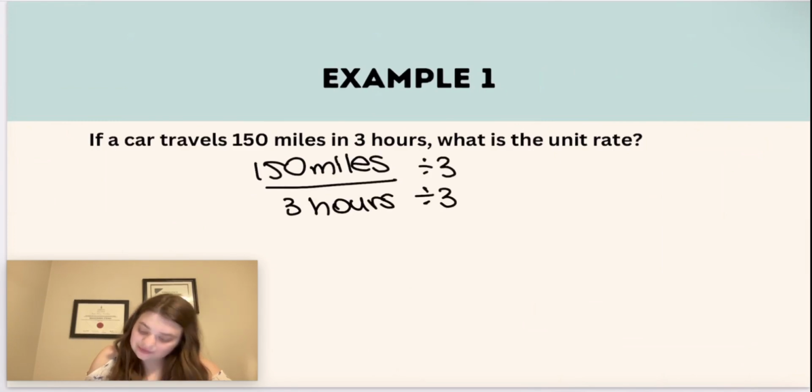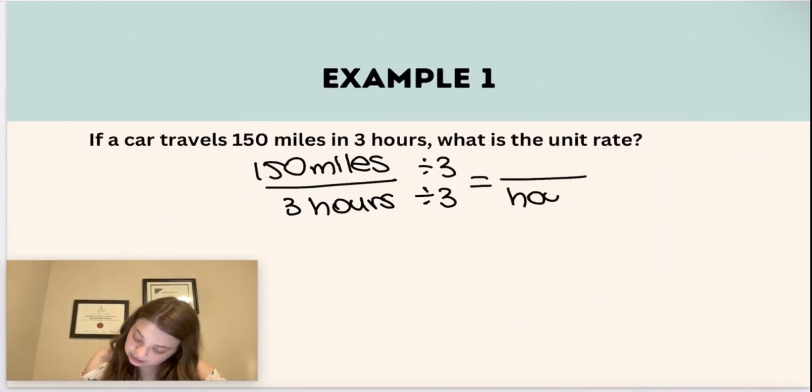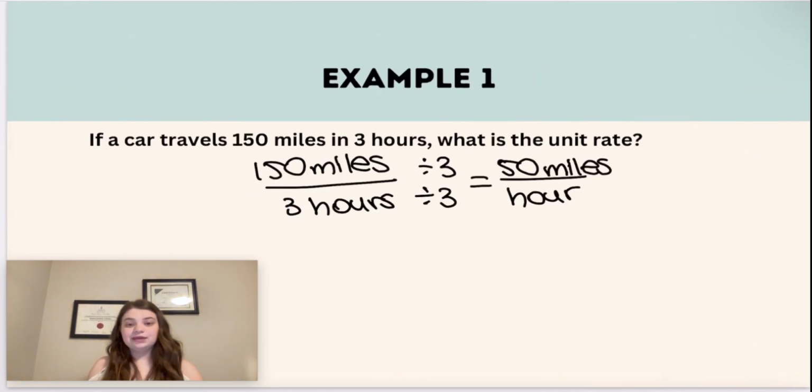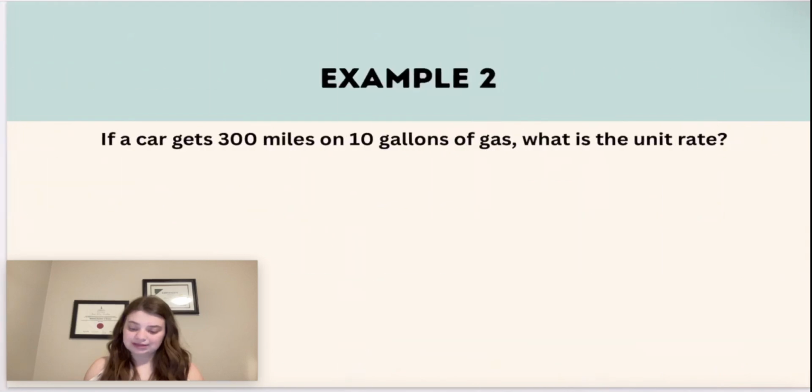Because if I divide the value in the denominator by itself, I get 1. 3 hours divided by 3 is 1 hour. And then 150 divided by 3 is 50. So therefore, the unit rate is on average 50 miles per hour in terms of these 3 hours that the car traveled. Let's do one more example.